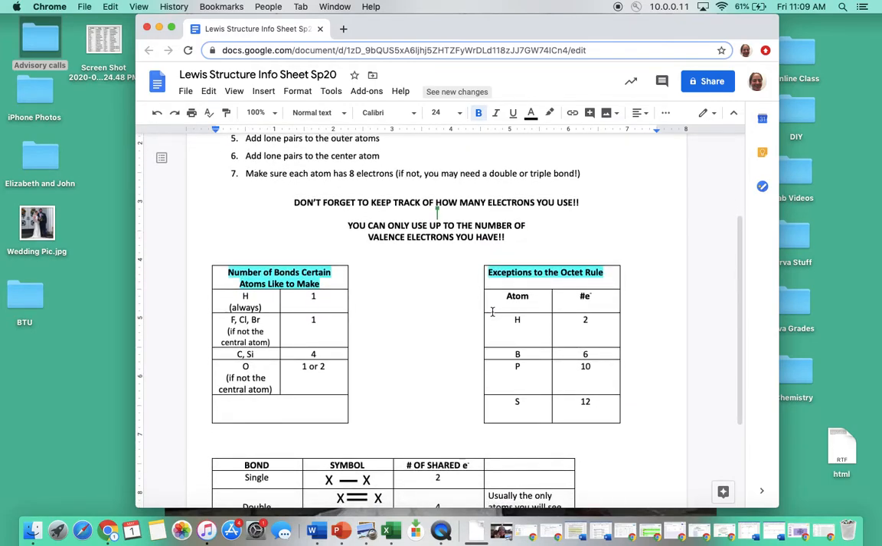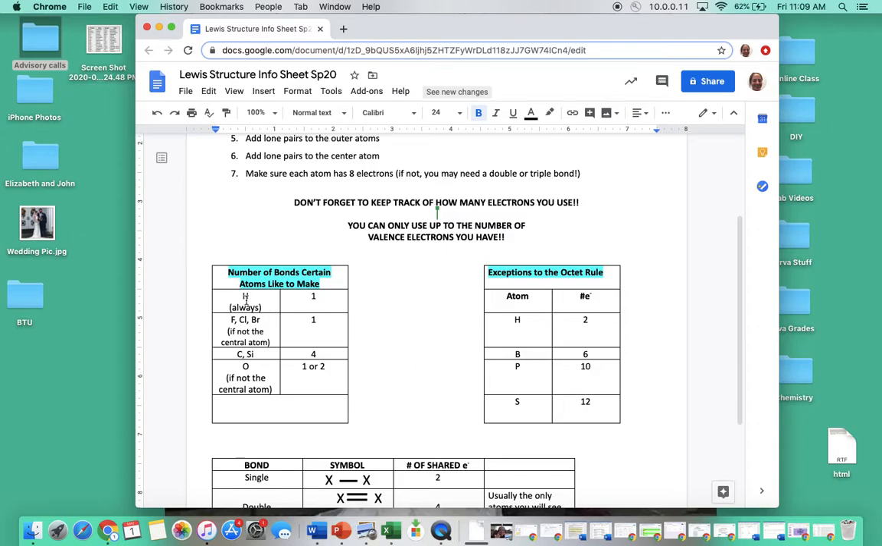There are a few exceptions to the octet rule. The first one is hydrogen. Hydrogen is happy with just 2 electrons. Boron is happy with just 6, phosphorus is happy with 10, and sulfur is happy with just 12. So those are a few exceptions to the rule.